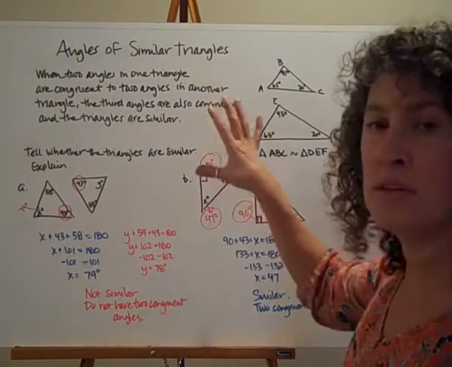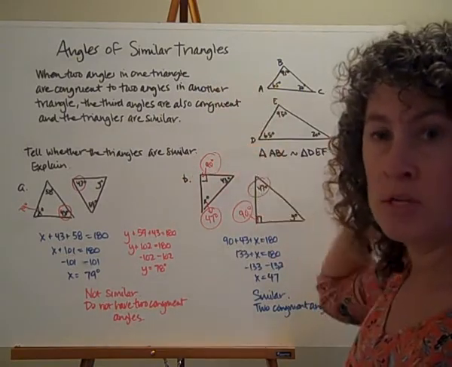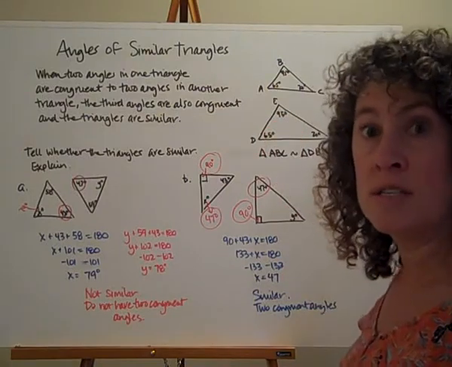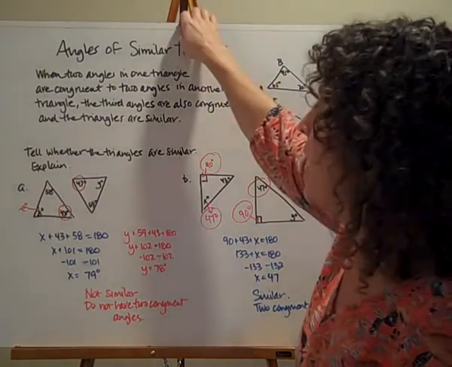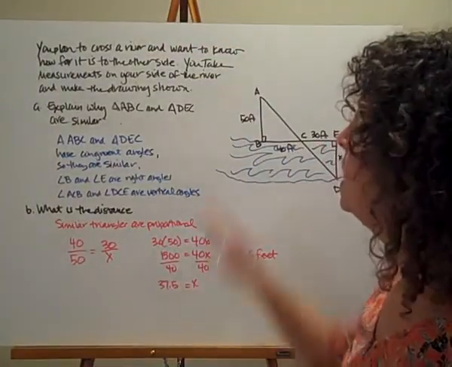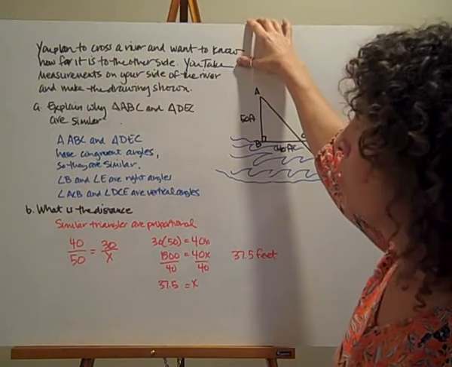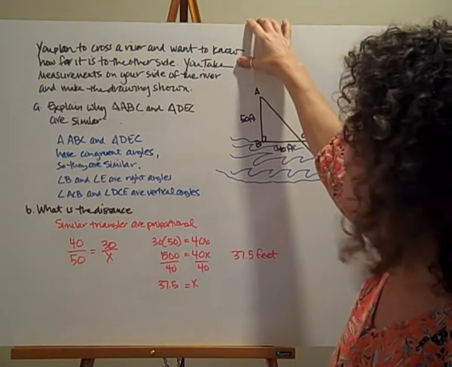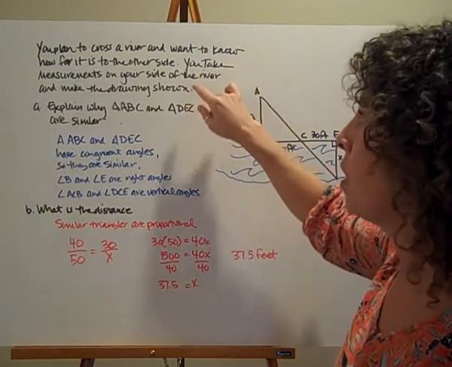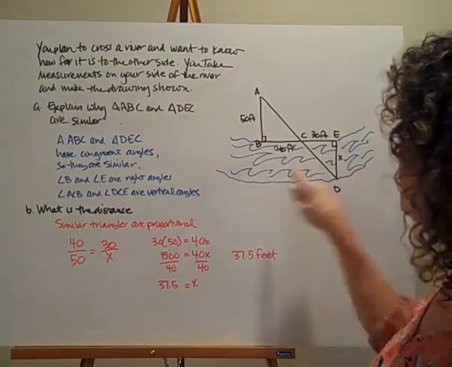Okay, so let's take this idea here, that as long as I have two angles that are the same, the two triangles are similar and therefore proportional, and use it in a real-world application. So you plan to cross a river and want to know how far it is to the other side. You take measurements on your side of the river and make the drawing that is shown. So here I have this drawing.